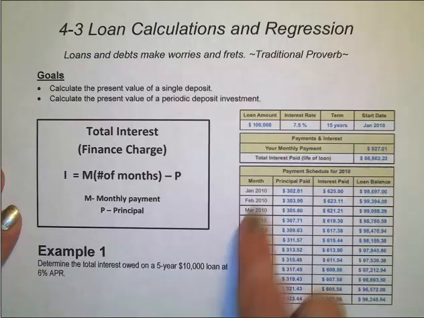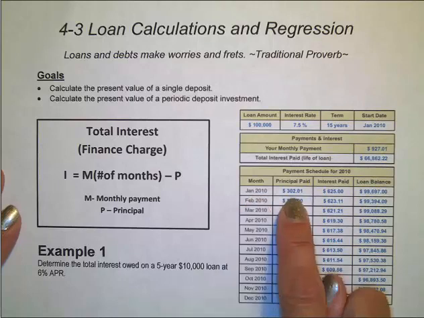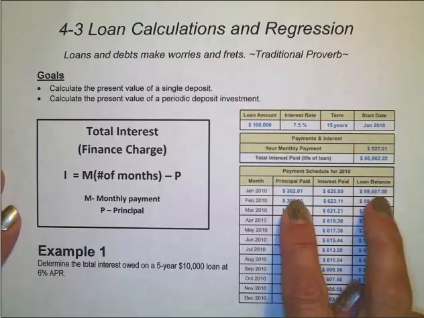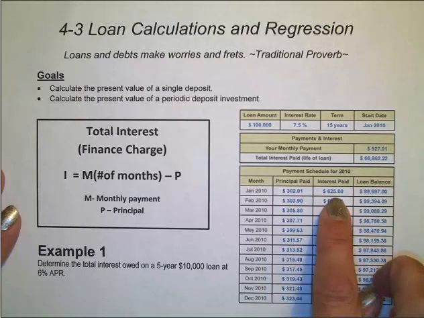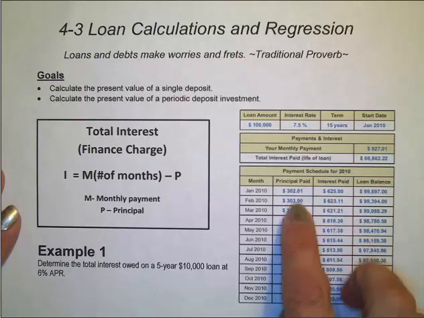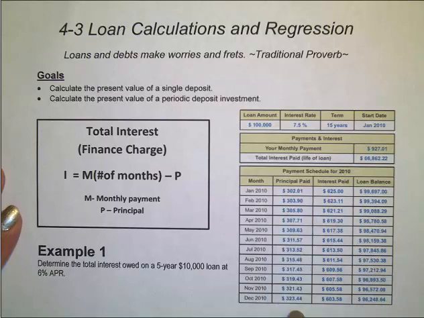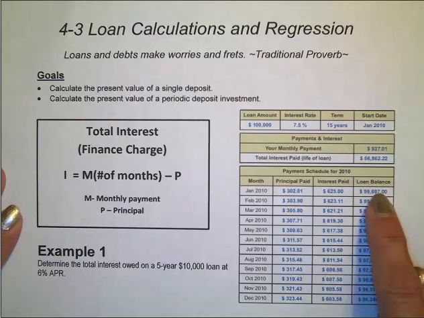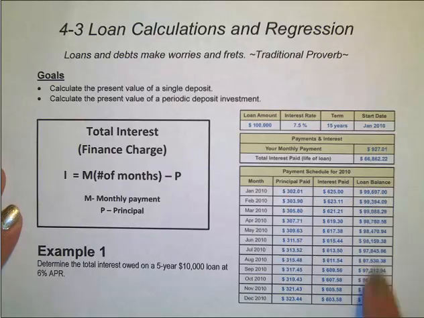So in the first month, we only ended up paying $302.01 onto that principal amount because the rest was interest. But you'll notice as the life of the loan goes on, your principal payment gets bigger and your interest payment gets smaller because your loan amount is getting smaller. All right? So that's how you read this table.